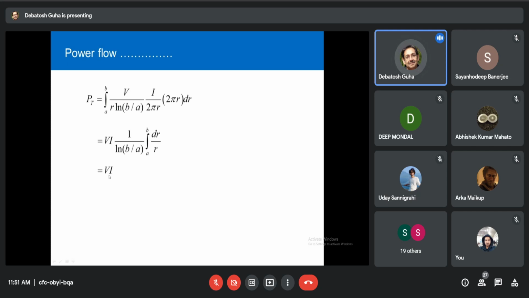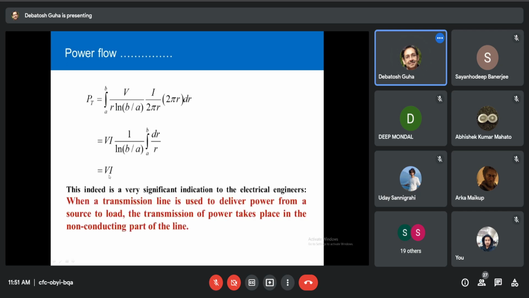So from this expression, from these mathematical steps, it is our final observation and final understanding. It's very important to note that when any energy, any electrical power, transmits from one point to another point, it does not take place through the metallic part. It takes place through the non-metallic part or the non-conducting part of a line.